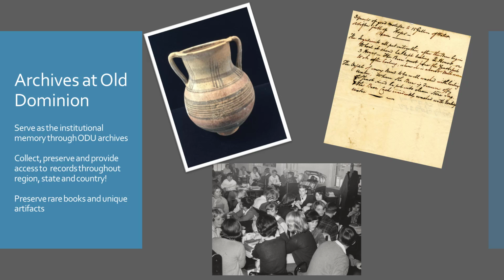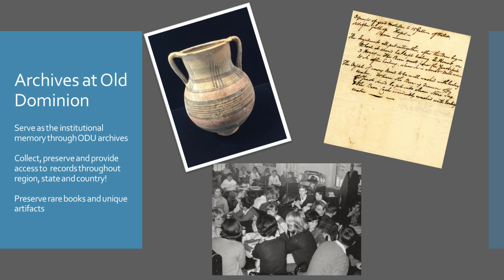The second collecting arm is the manuscripts area. This area documents the history of Norfolk, Hampton Roads, and Virginia, but also covers other areas of the United States. It includes personal papers and family papers, organizational records, as well as maps and blueprints. Some of the strengths of our collection include African American, women's, and maritime history, as well as armed conflicts such as World War II and the Civil War, and LGBTQ history.